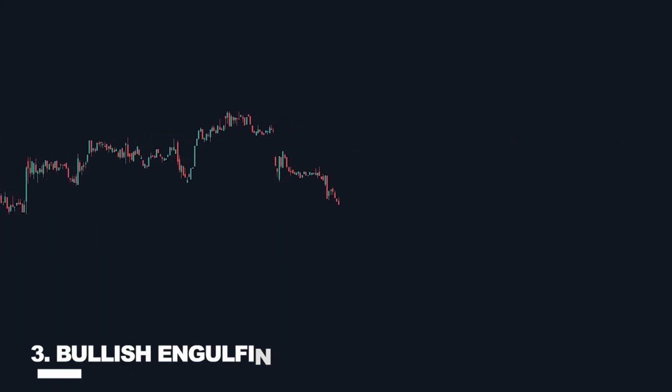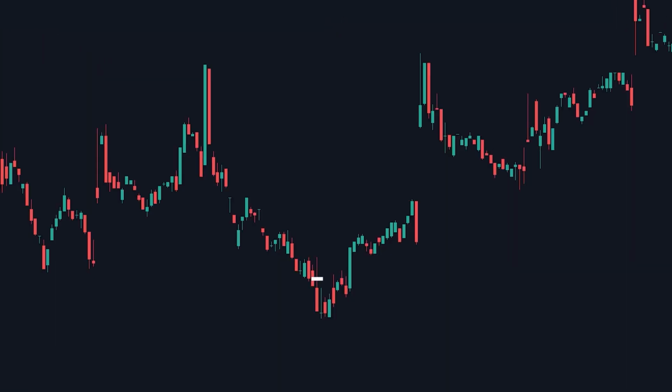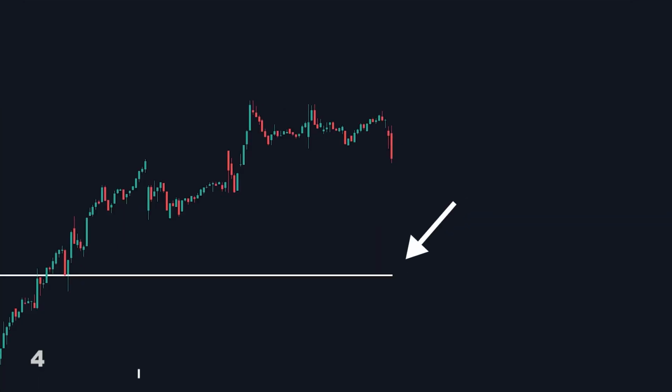Number 3. Bullish engulfing. The bullish engulfing pattern is formed of 2 candlesticks. The first candle is a short red body that is completely engulfed by a larger green candle. Though the second day opens lower than the first, the bullish market pushes the price up, culminating in an obvious win for buyers.